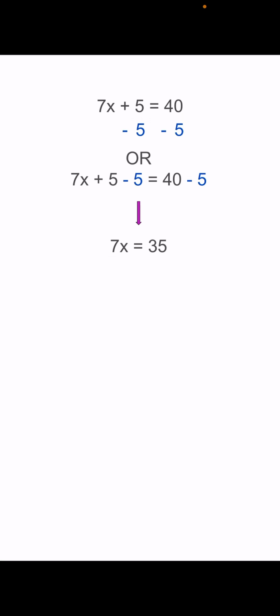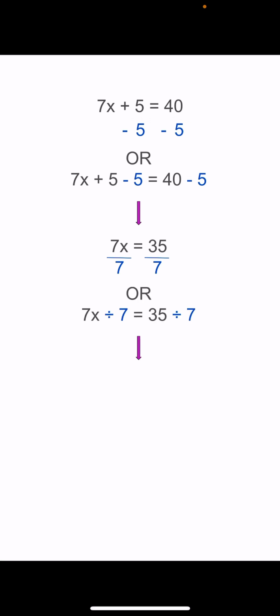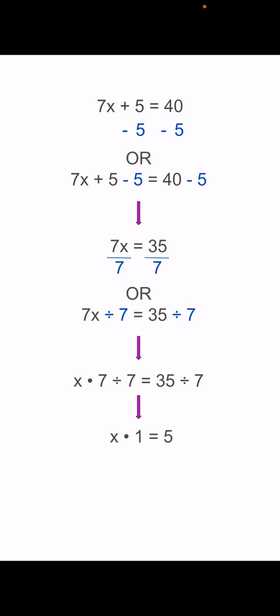Then all you have to do next is divide by 7 on both sides, or you could write it like that. And if you switch over the x with the 7, you get 7 divided by 7 and 35 divided by 7. So x times 1 equals 5. It's simple division, and you get x times 1, because x times 1 is just x. So x equals 5. And you can box that answer.